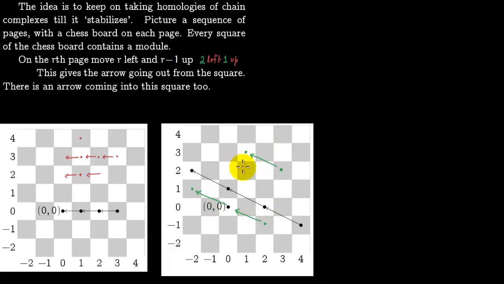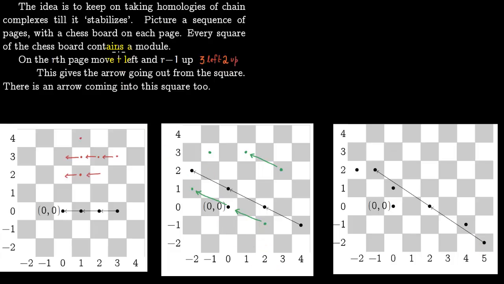So in every square you can see that there is a module sitting, an arrow going out and an arrow coming in. These arrows and these modules form a complex. So there is a complex on page 2, and a complex on page 1, but notice that the arrows are going differently. Here the arrows are going in a particular way, and here the arrows are going in another particular way. But again, this is the rule for putting the arrows. Now let us see page 3. In page 3 you will have 3 left and 2 up.